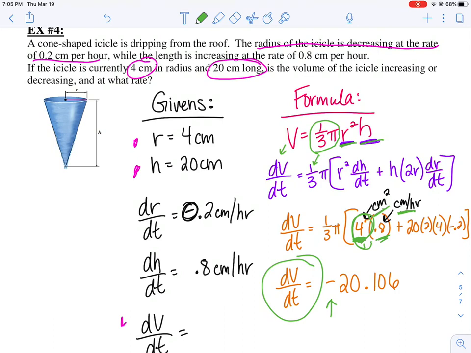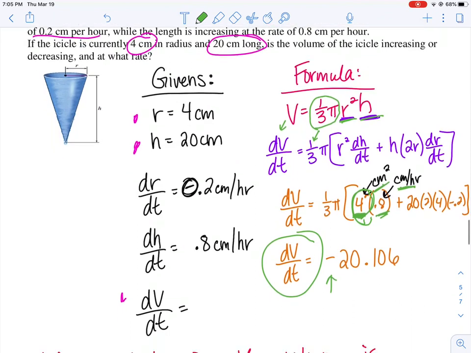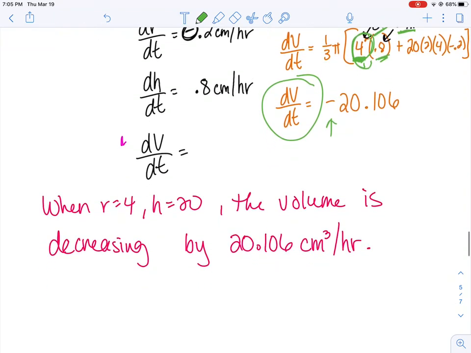So give me a sentence. Give me a sentence with the 3 things. When is it happening? What's happening? And what is your answer with correct units? I wrote here, when the radius is 4 and the height is 20, and I should probably put some labels on here. When the radius is 4 centimeters and the height is 20 centimeters, the volume is decreasing by 20.106 centimeters cubed per hour.